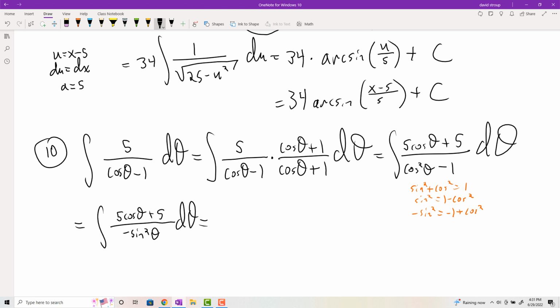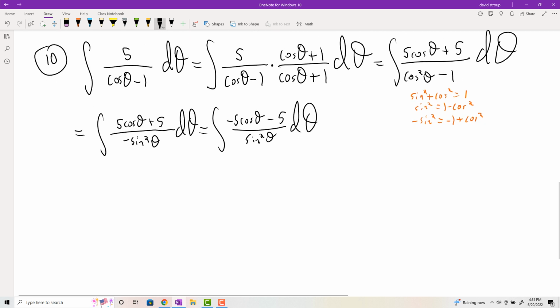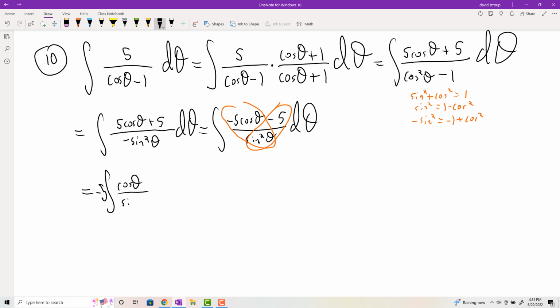I'm going to move the negative to the numerator and distribute it. So I get negative 5 cosine theta minus 5 all over sine squared theta d theta. And then I can go ahead and butterfly. So I'll end up with the integral, let's factor out the negative 5 of that thing, cosine theta all over sine squared theta d theta, and then the other guy, negative 5 integral of 1 over sine squared theta d theta.